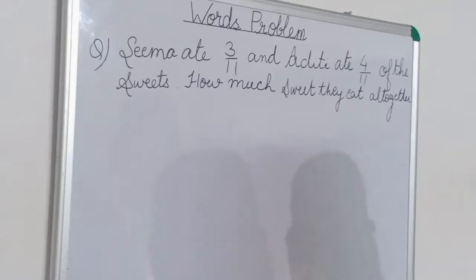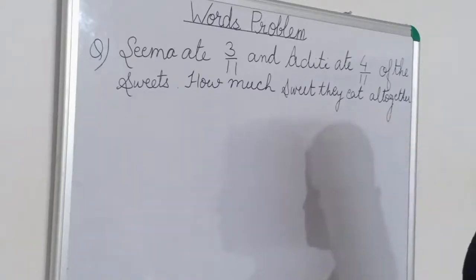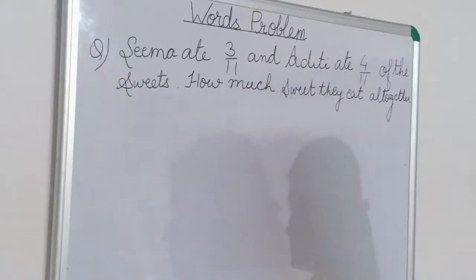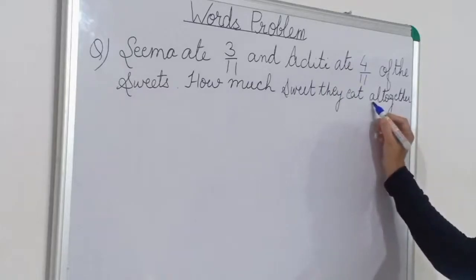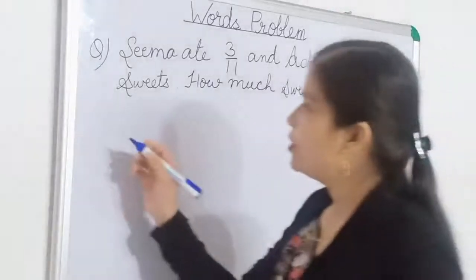Okay? You understand? Both are eating the sweet. How much sweet do they eat all together? Now, all together, they are asking the total sweet eaten by Seema and Aditi both. So for this we have to add. All together means we have to add. So first of all, for adding, I am showing with the help of a model also.